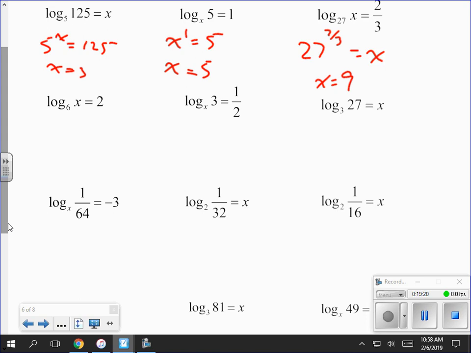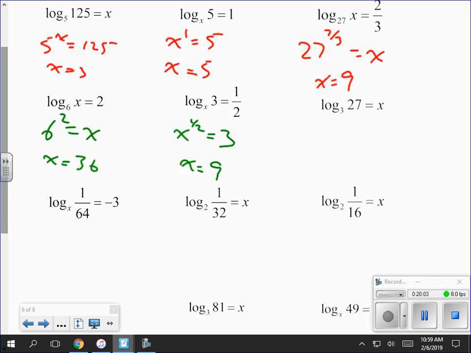So loop it, rewrite it, so you get 6 squared is equal to x. This one's easy, x is 36. Log base x of 3 is 1/2. That means x to the 1/2 power is 3. There are different ways of solving this problem. What does 1/2 power mean? Square root. So this says the square root of x is 3. It's 9. So x equals 9, because the square root of 9 is 3.